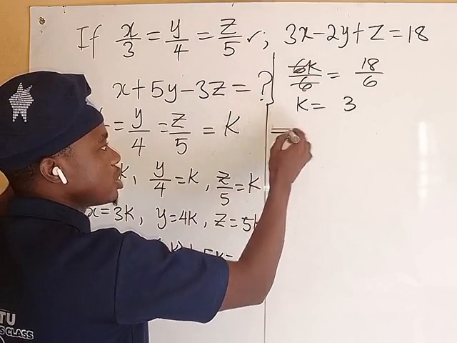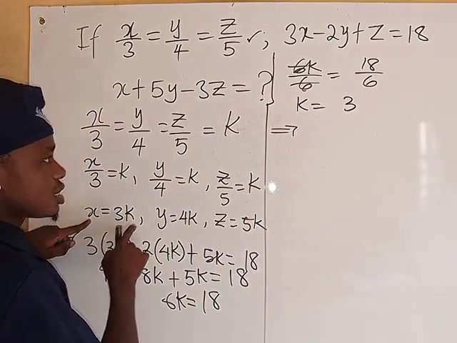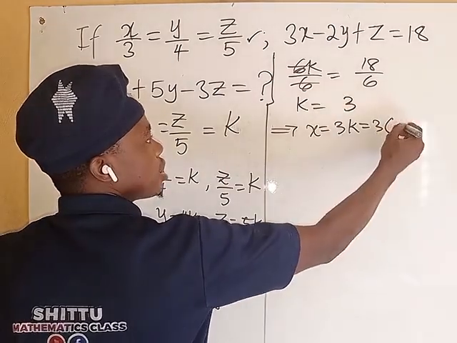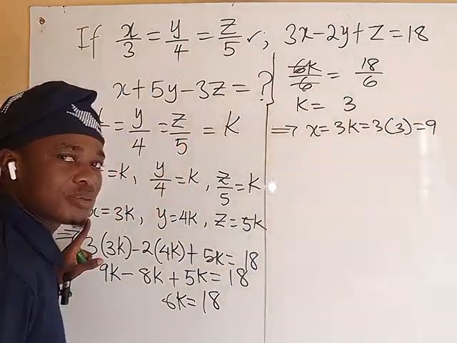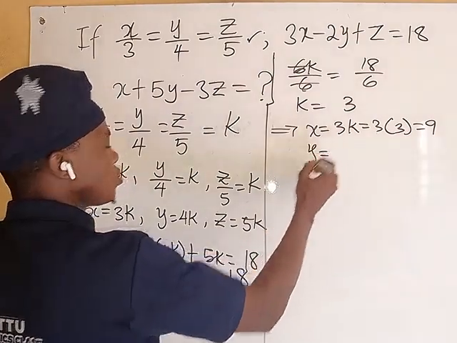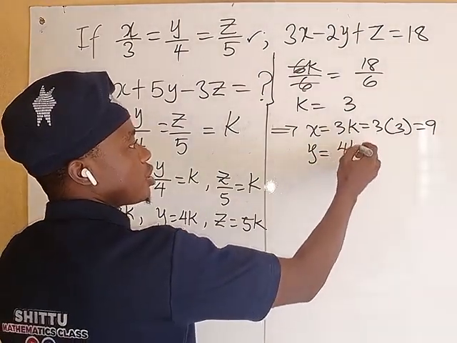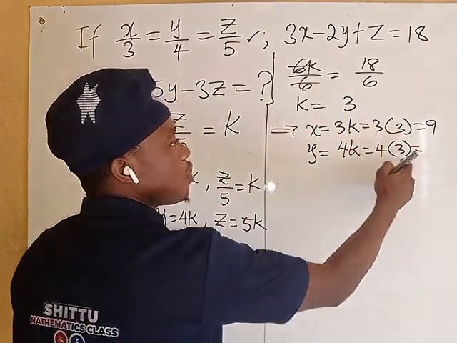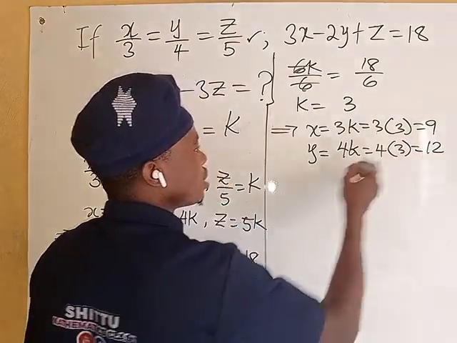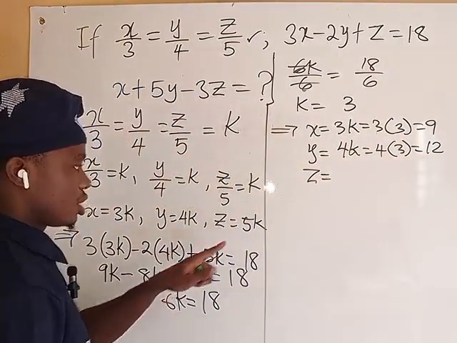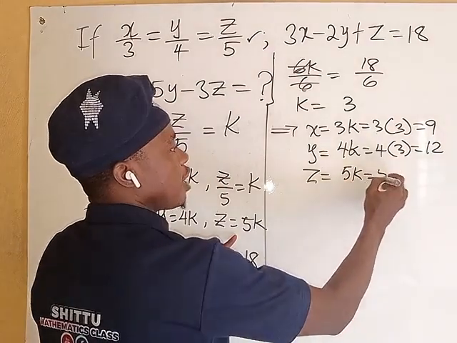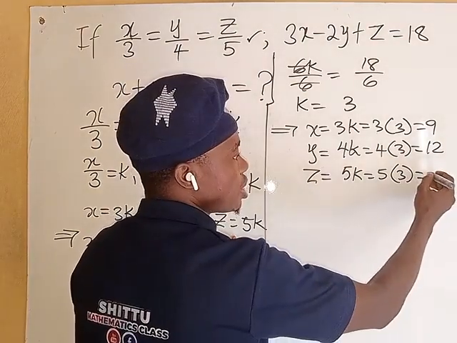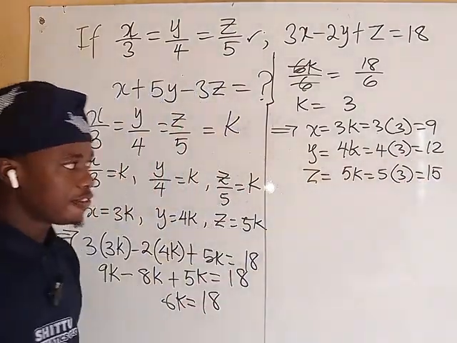Now let's go back to where we said x is 3k. So x is now going to be 3 into bracket 3, and that will give us 9, because 3 times 3 gives us 9. Then y equals 4k, and 4 multiplied by the k we got, which is 3, 4 times 3, we have 12. Then lastly, we have z to be 5k. 5 times the k, which is 3, gives 15. Are you following?